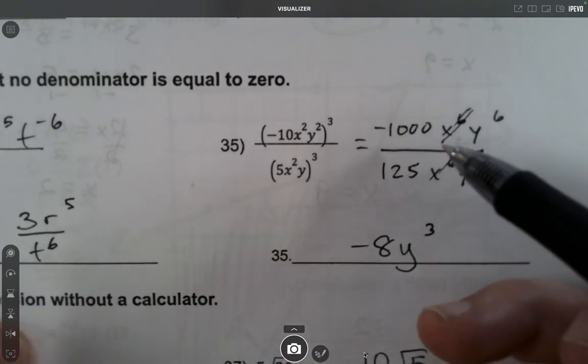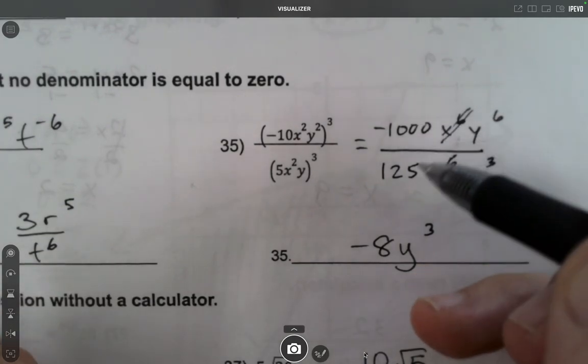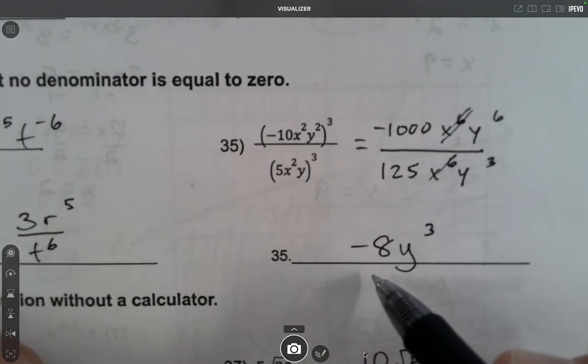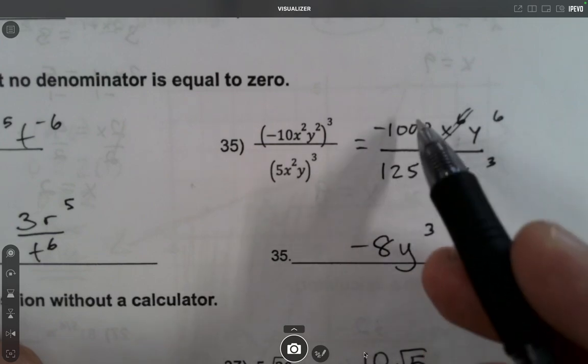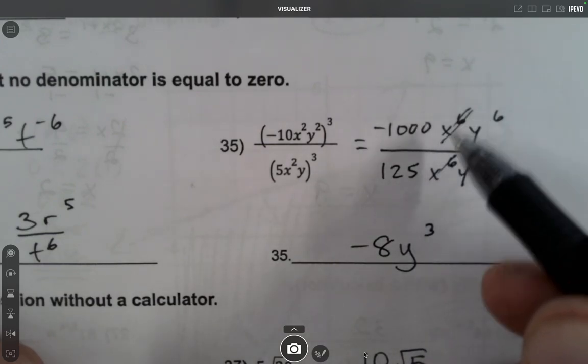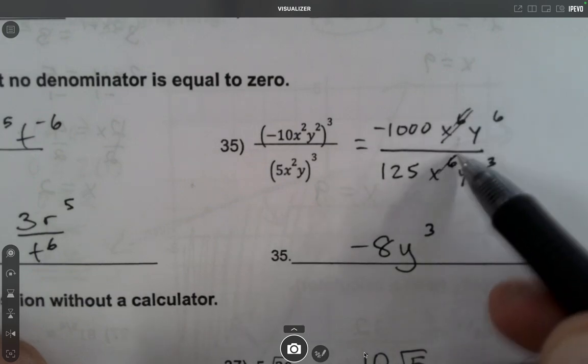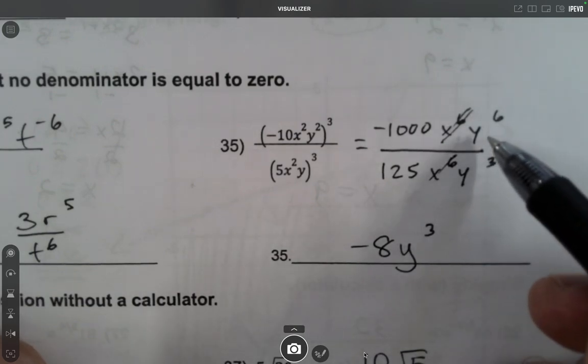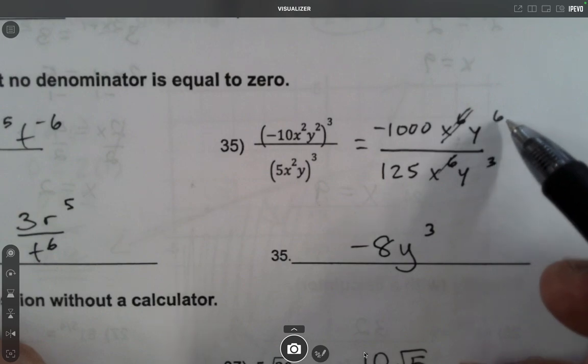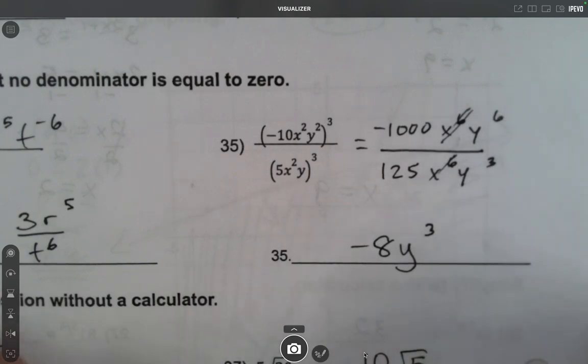Well, you can type this in your calculator. -1000 divided by 125 is -8. So all I did was just divide those two numbers. Now x to the 6th divided by x to the 6th is 1, so those essentially just cancel each other out. But then here, we subtract the exponents. 6 minus 3 is 3.